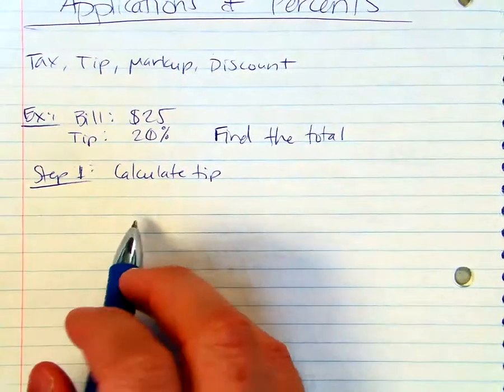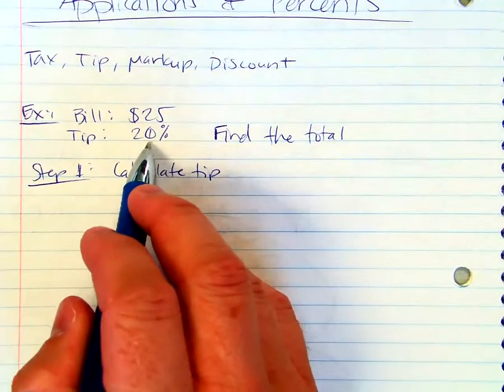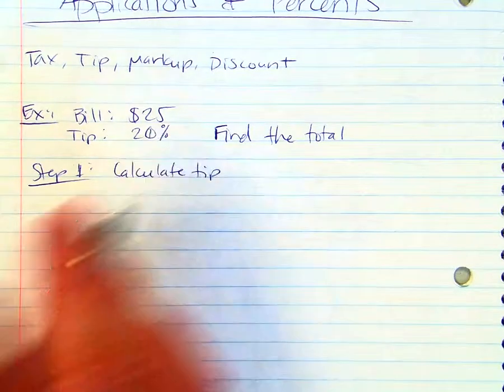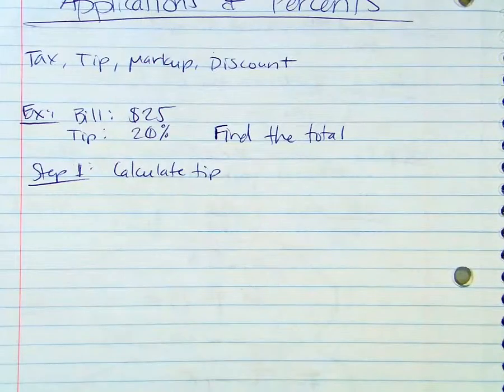And Carl had a great idea. He said, well, I'm going to turn 20% into a decimal and multiply that by 25. That'll tell me what 20% of 25 is. You can do that. This is where you get to choose the way that you calculate this.